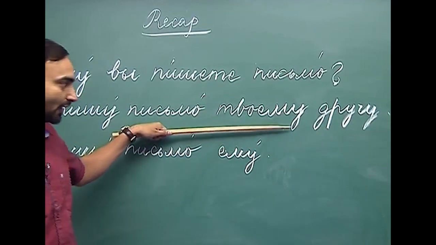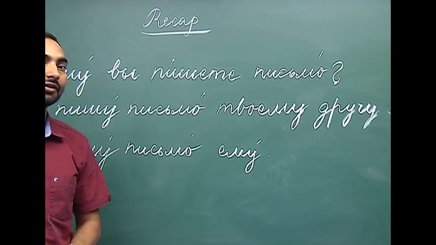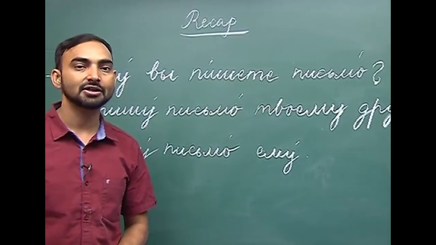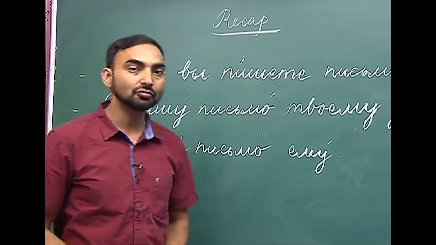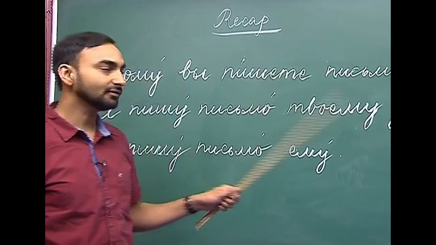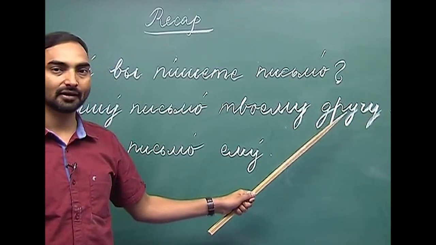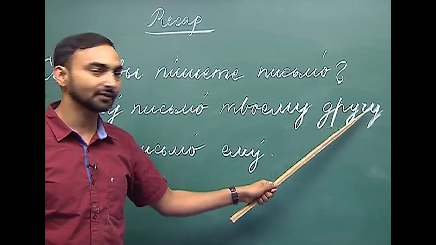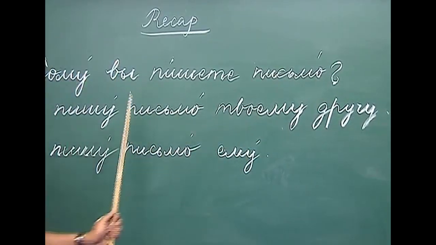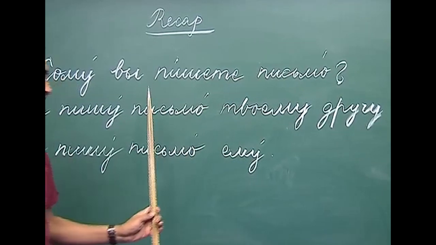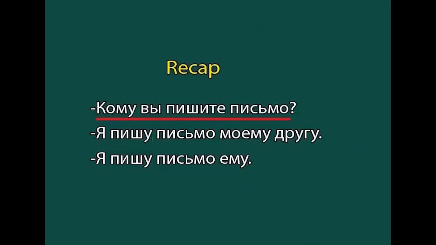So here tvoi has become tvojemu, which is a possessive pronoun, and what question does it answer? It answers komu. So if the question would have been komu drugu vi pišite pismo, the answer would have been ya pišu pismo tvojemu drugu, and drug is a masculine noun, it becomes drugu in the dative case. So I am writing a letter to your friend. Here pismo is the direct object and tvojemu drugu is the indirect object.